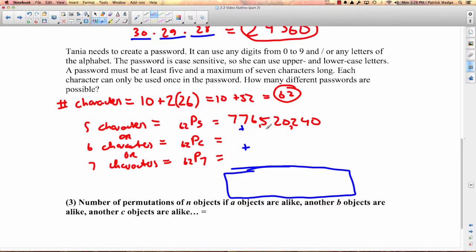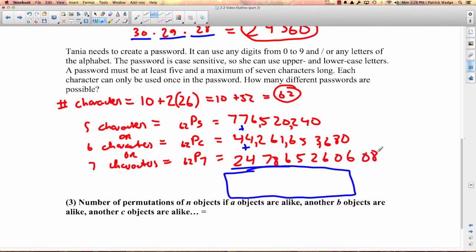If you're ordering 6 of them, you end up with 44,261,653,680. And if you're doing 62 distinct objects and you're arranging 7 of them, where order matters, you get this colossal number. And remember, in a real password it'd be more because you'd be able to repeat. We're saying you can't repeat any of the characters.